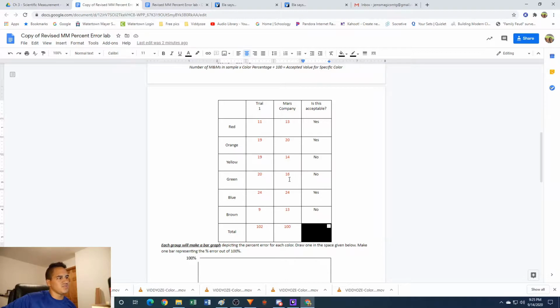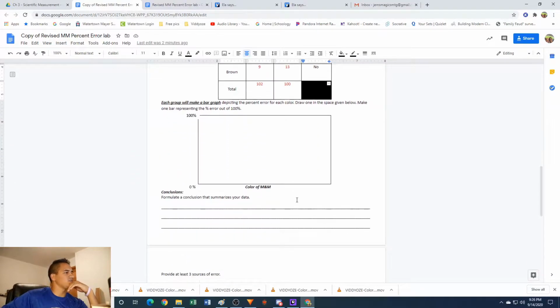We're supposed to have 16 green, we had 20. Again, too far off. 24 blue, spot on. That one was spot on. And then we were supposed to have 13 brown, and we had 9. So, again, this is sort of just personal preference. There's really no right or wrong answer per se. So let's answer these questions here at the end.